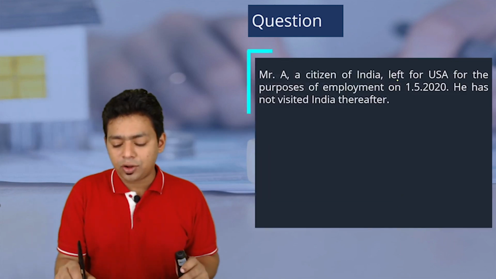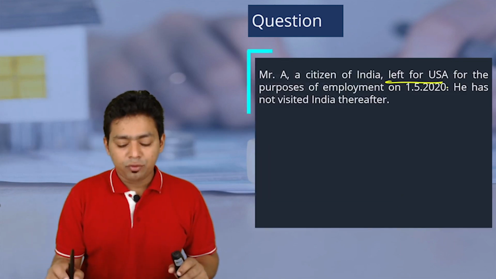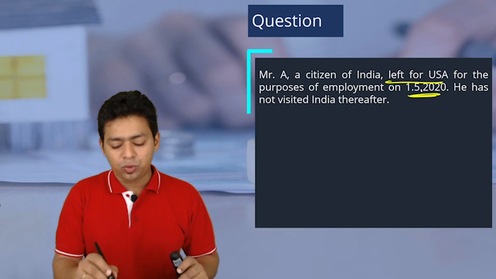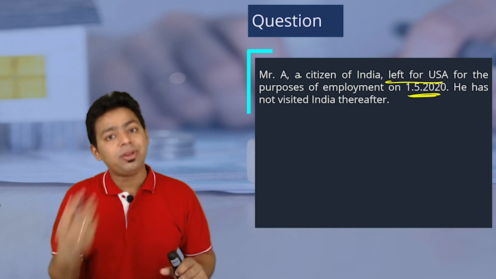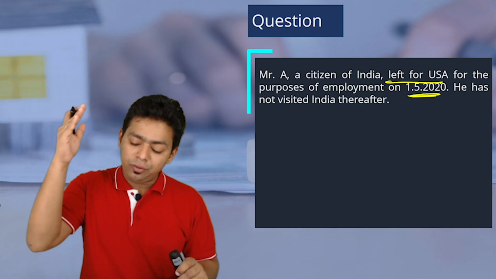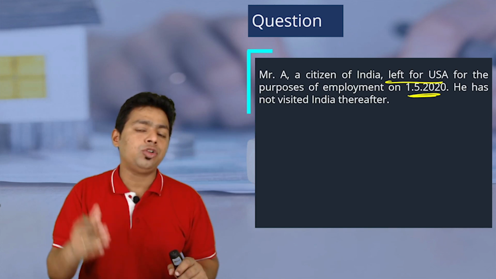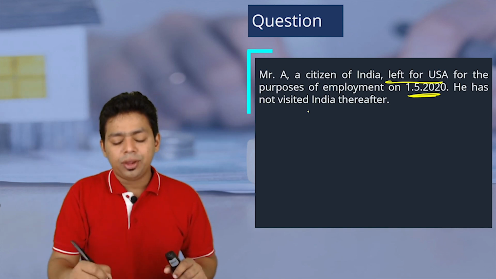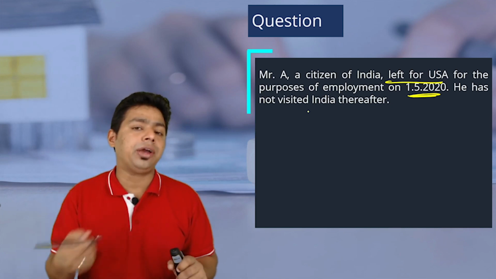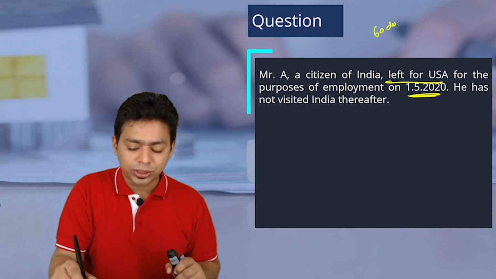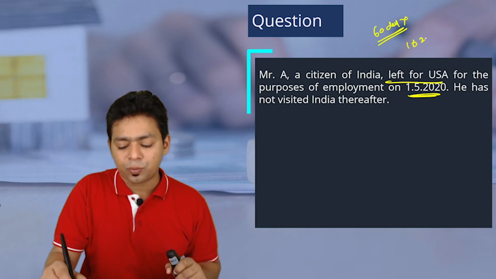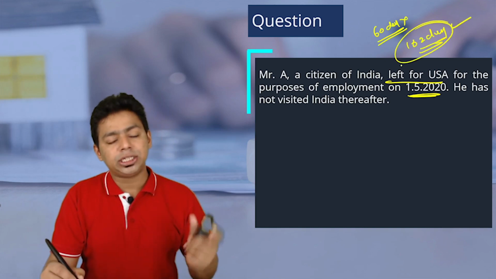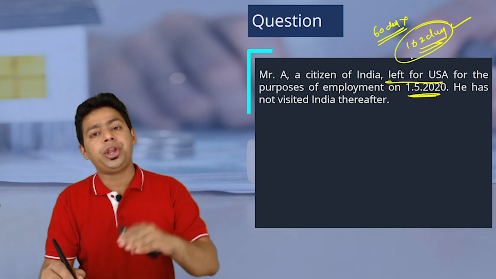Mr. A, citizen of India, left for USA for the purpose of employment on 1st May 2020. So, you need to know Mr. A was a citizen of India and he is leaving India. That means you can assume till 1st May 2020 he was there in India itself. And you know that for a citizen of India who leaves India for an employment, the condition of 60 days is not applicable. The condition of only 182 days is applicable, isn't it? And therefore, he can become a resident only if he stays in India for 182 days or more.